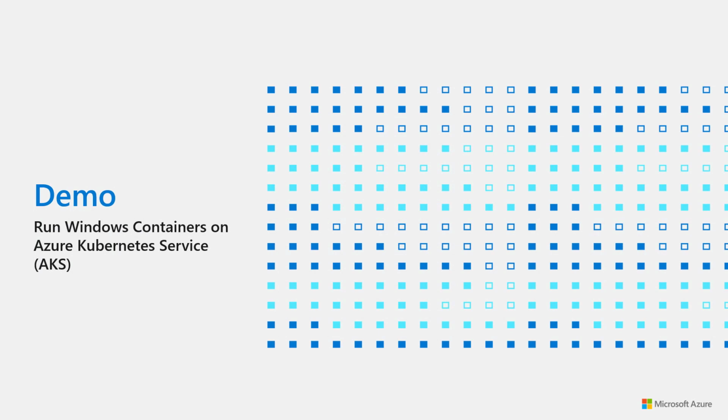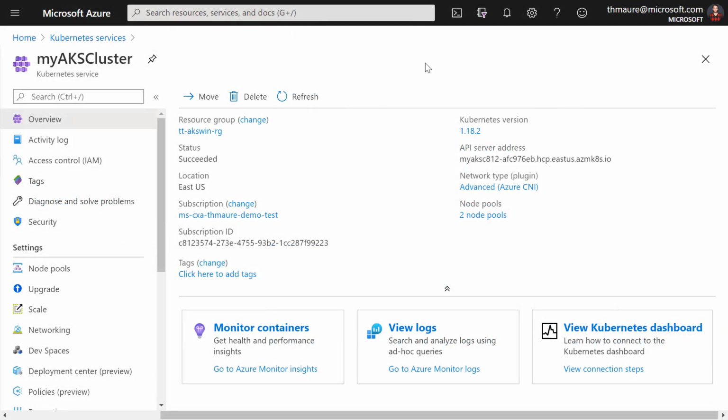So for that, I want to show you how I now can take this Windows container from our container registry and deploy it to AKS. So here I am back in the Azure portal. You can see here my AKS cluster, which I created before. And this one is configured to basically also run Windows containers, not just Linux containers.